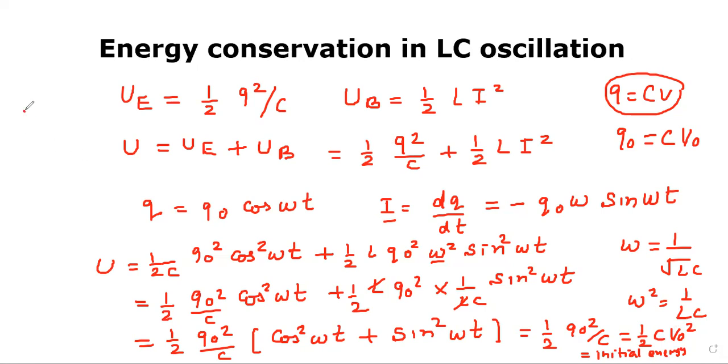LC oscillation can be understood. Suppose this is the inductor and this is the capacitor. Initially, the capacitor is fully charged, so the charge is Q0 and then it starts discharging through the inductor. Then it gets fully discharged and the total energy appears in the form of magnetic energy, that is U_B equal to 1 by 2 L I square. Then again, suppose this polarity is plus and here is minus. When this capacitor is fully discharged, then again it starts getting charged. This time the polarity changes, so this plate will become minus and this plate will become positive. And this is how LC oscillation is set up.